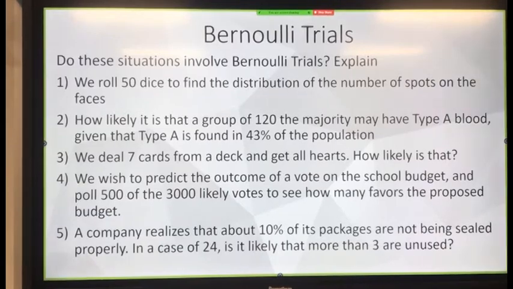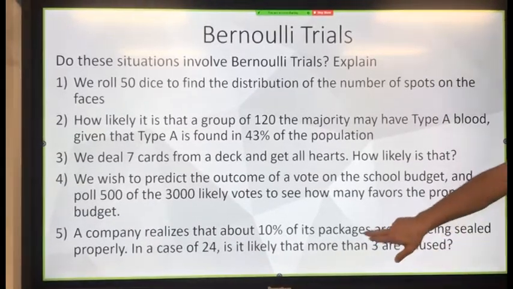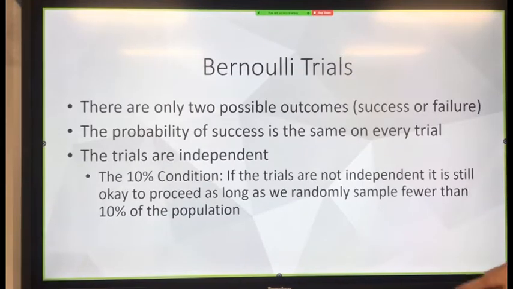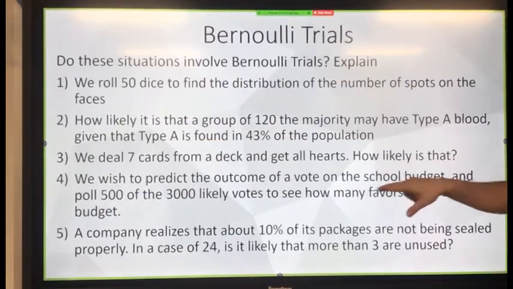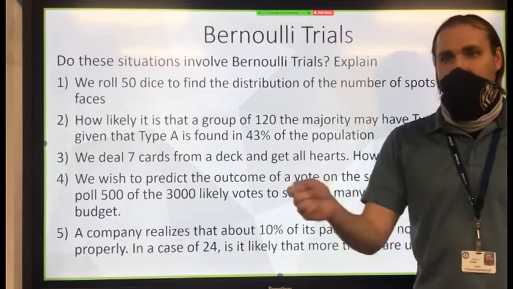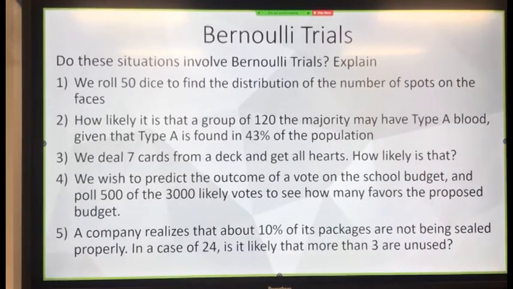Number 3, we deal 7 cards from a deck and get all hearts. How likely is that? Is that a Bernoulli trial? No. Why? Because the chances aren't the same every time. Very good. It fails this one: probability of success is the same on every trial. It is not the same. If I take a card out, then it increases the probability of some cards and decreases the likelihood of others.